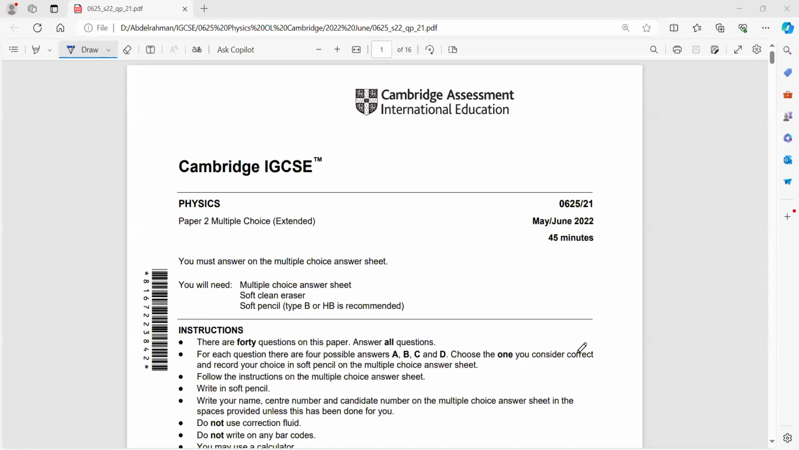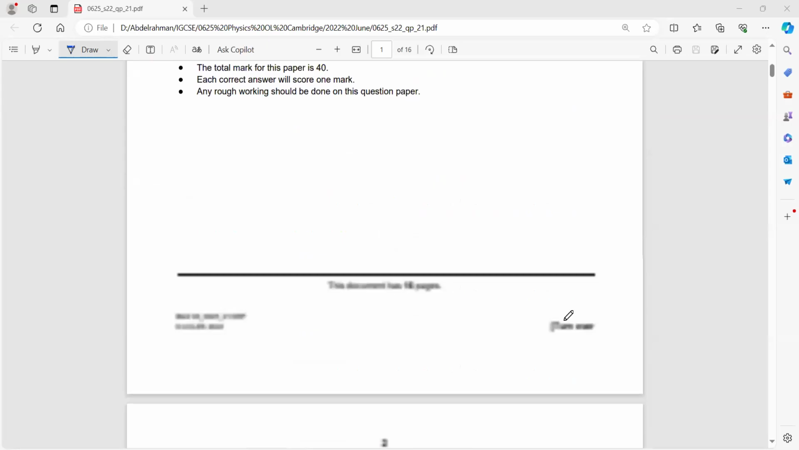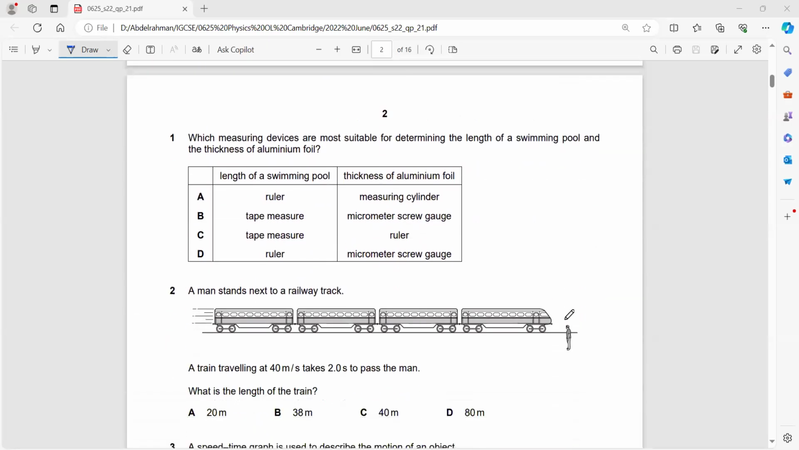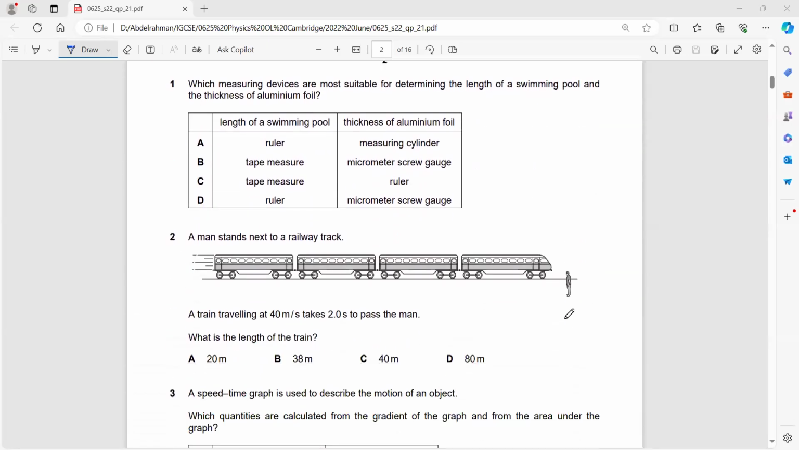June 22, paper 2 variant 1. Question 1. Which measuring devices are most suitable for the length of the swimming pool and for the thickness of an aluminum foil?